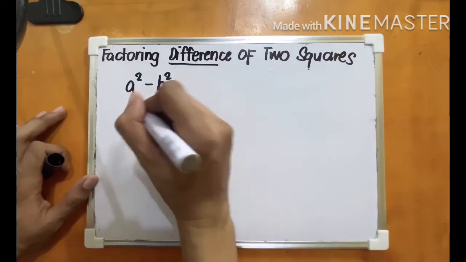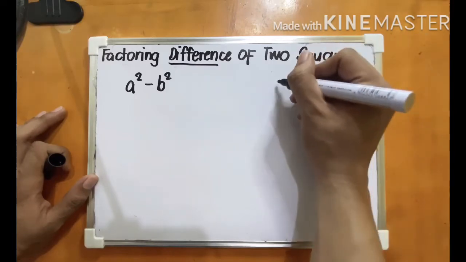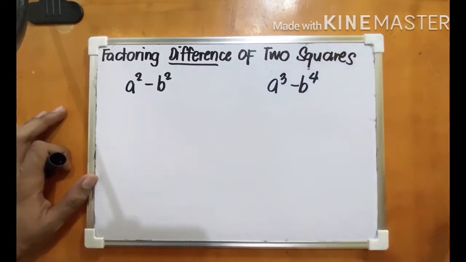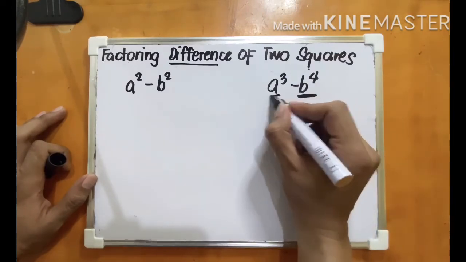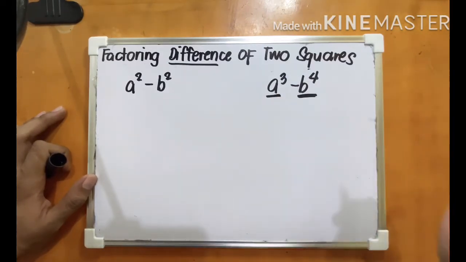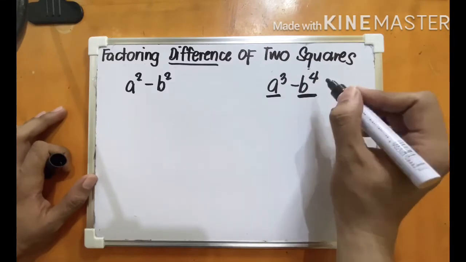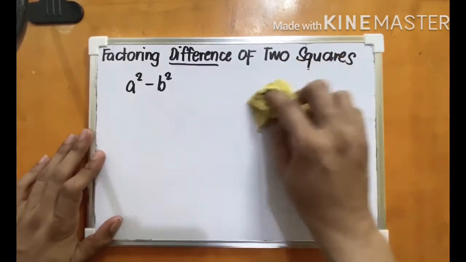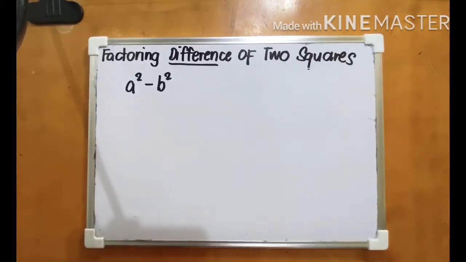For example, we have a cubed minus b raised to 4. This b to the 4 is a perfect square, but a cubed is not a perfect square. So you cannot factor this one. Okay? So I'll erase that one. So a squared minus b squared.